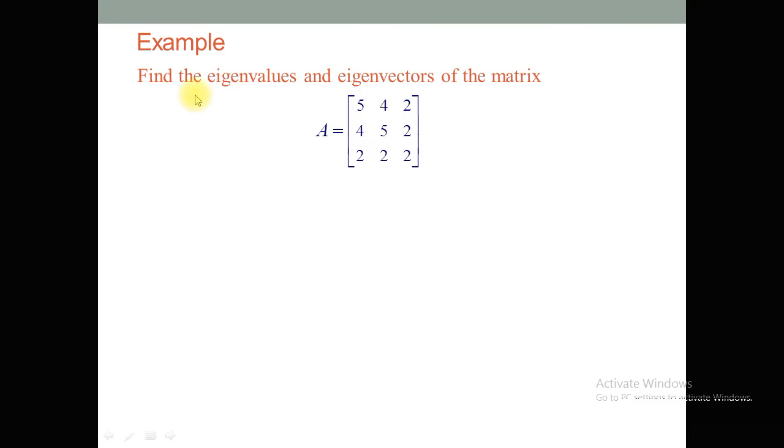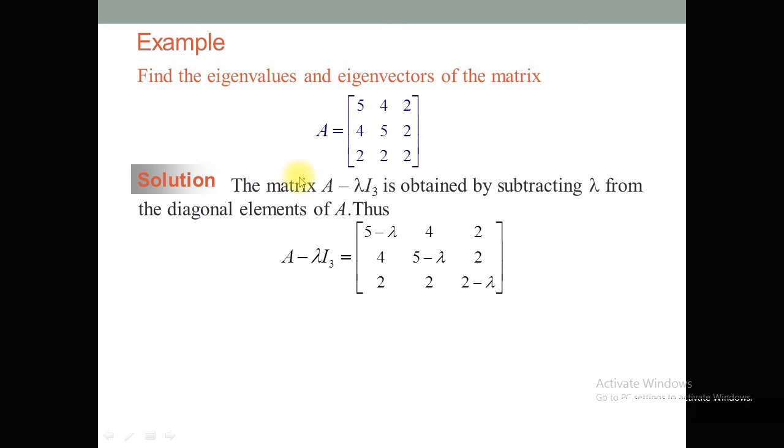Suppose we have a 3 by 3 matrix. In the first video lecture, we found the eigenvalues and eigenvectors for a 2 by 2 matrix. And now in this video lecture, we are going to find the eigenvalues and eigenvectors for a 3 by 3 matrix. You see over here, this is a 3 by 3 matrix.